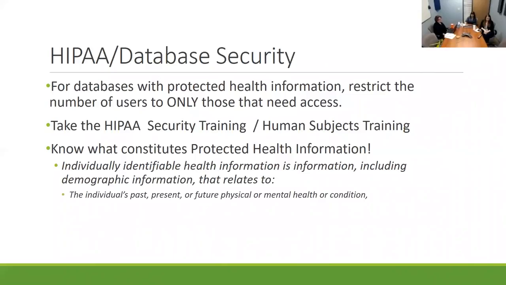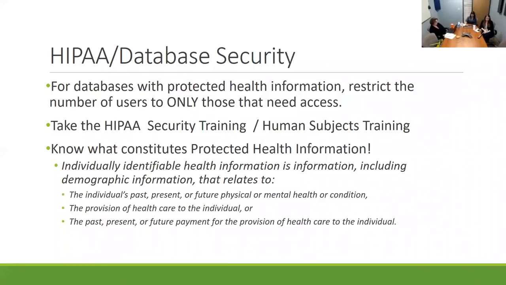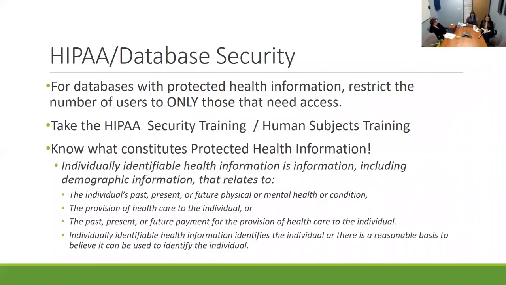PHI is individually identifiable health information, including demographic information, that relates to an individual's past, present, or future physical or mental health condition. So this is a medical diagnosis. It also covers the provision of healthcare to the individual, or the past, present, or future payment for the provision of healthcare to the individual. Individually identifiable health information will identify the individual, or there's a reasonable basis to believe it can be used to identify the individual.